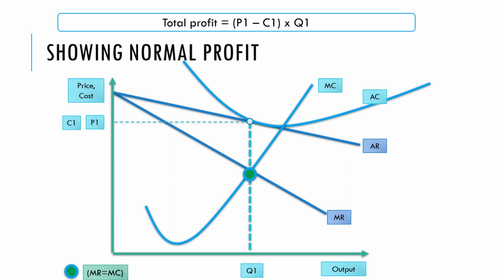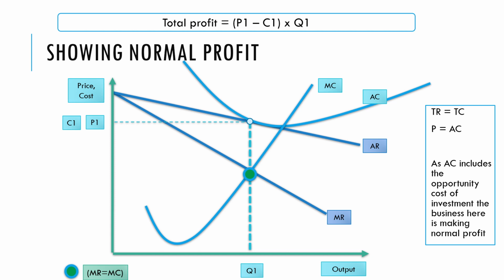And the total profit the business would be making would be P1 minus C1 times Q1. So here it would be 0. So the total revenue would be equaling the total cost. The price equals the average cost. And as the average cost includes the opportunity cost of investment, the business here is making a normal profit. So let's make sure we take this diagram down.